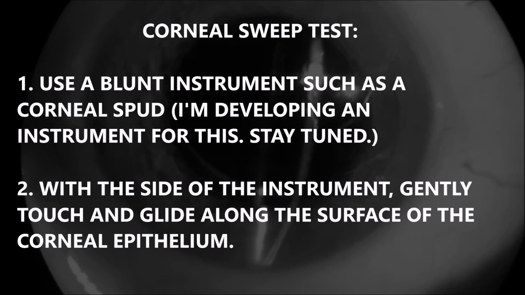So first, use a blunt instrument such as a corneal spud. I'm developing an instrument specifically for this technique, so please stay tuned. And number two, with the side of the instrument, gently touch and glide along the surface of the corneal epithelium. You want to angle the instrument in such a way that it gently glides and pushes gently down on the surface of the epithelium without creating an abrasion.